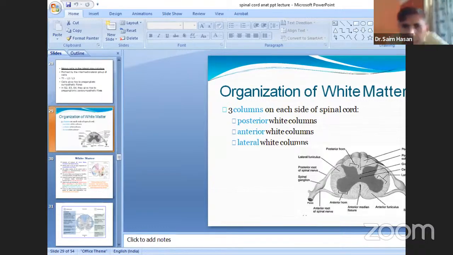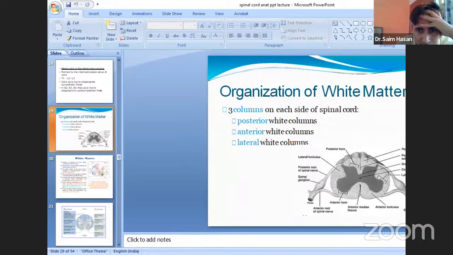Now we have different tracts in these columns. First of all, we will discuss the ascending tracts. What are these ascending tracts? These ascending tracts are concerned with carrying the modalities of sensation. Those sensation modalities can be pain, touch, temperature, pressure, vibration, or the sense of position, or balance. They are all carried by these ascending tracts.